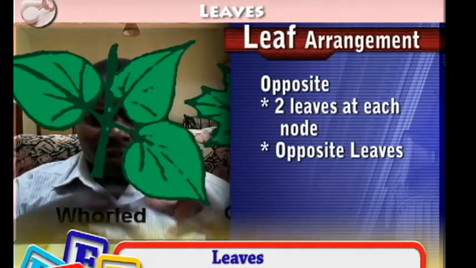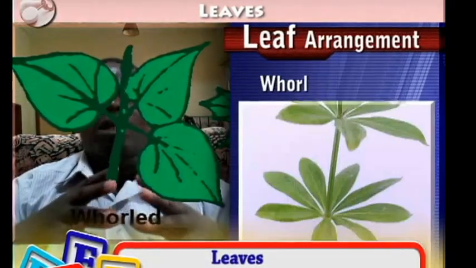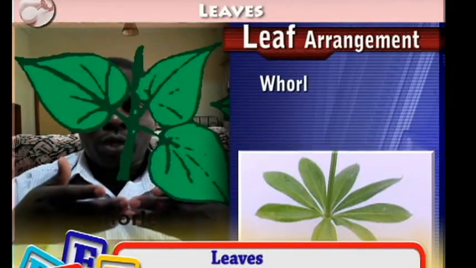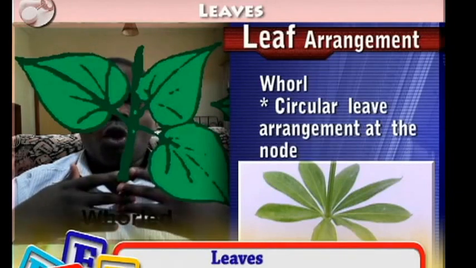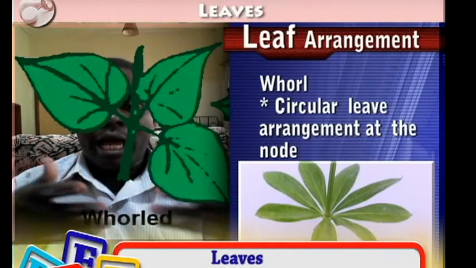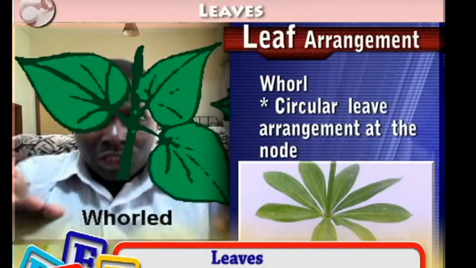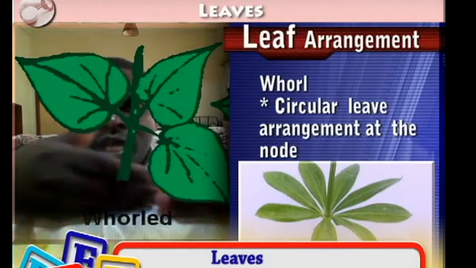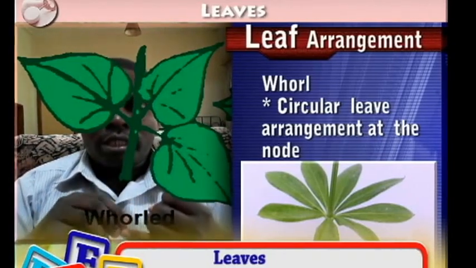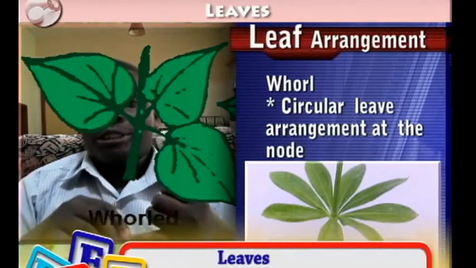Then we have another one, which is the whorled arrangement. In the whorled arrangement, this is where we have more than 2 or 3 leaves at one node. They are arranged around the node, and this is what we call the whorled arrangement.